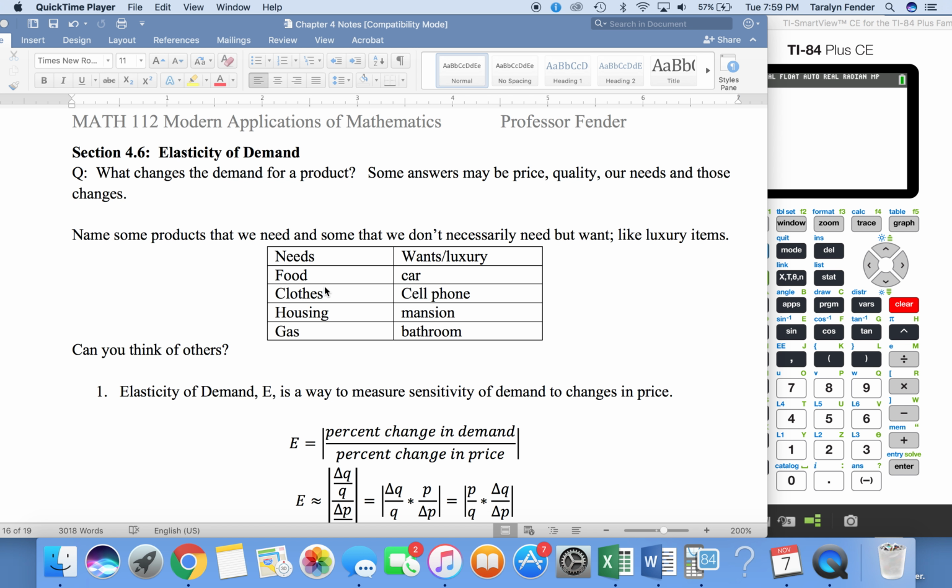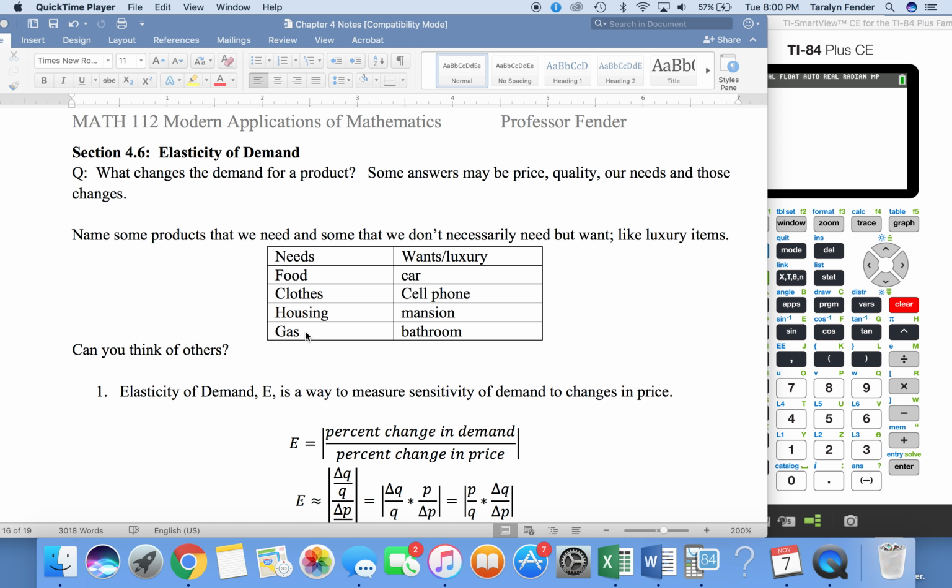Elasticity of demand. What changes the demand for a product? Some answers may be price, quality, our needs, and those will also change. Some products that we need and some that we don't necessarily need but want are called luxury items. Some of our needs are food, clothes, housing, gas, maybe.